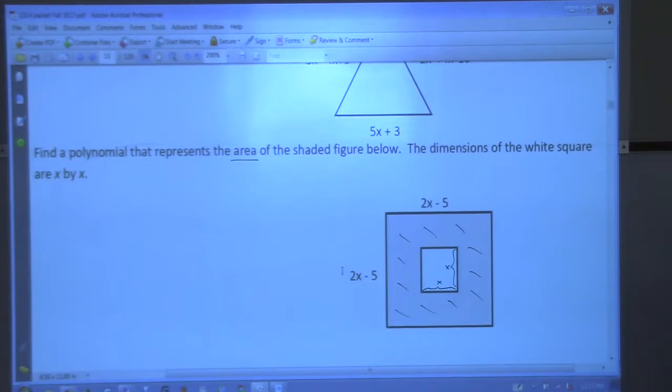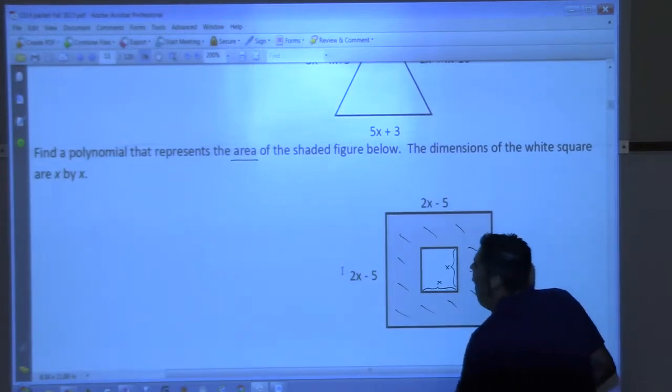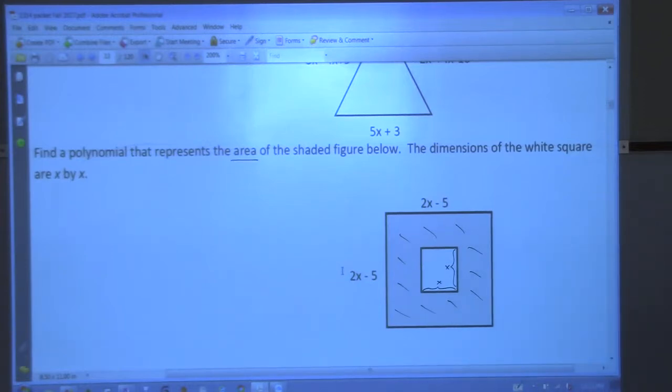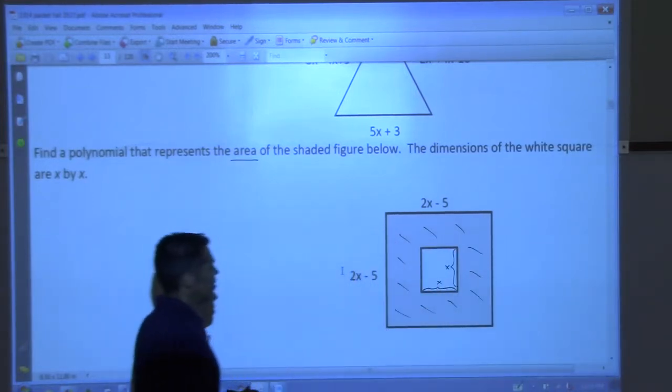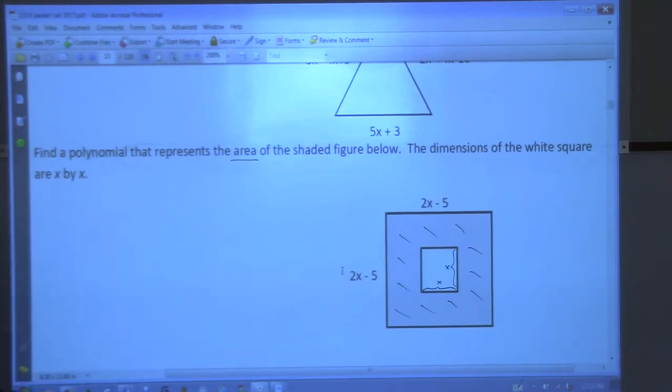So how do you want to do this? You can solve for it first by setting the two sides equal to each other. 2x minus 5 squared minus x squared. Hold on, I'm hearing different things. Solve for x, how do you mean solve for x? So is that what equal to what? The length or the two sides that it gives you?